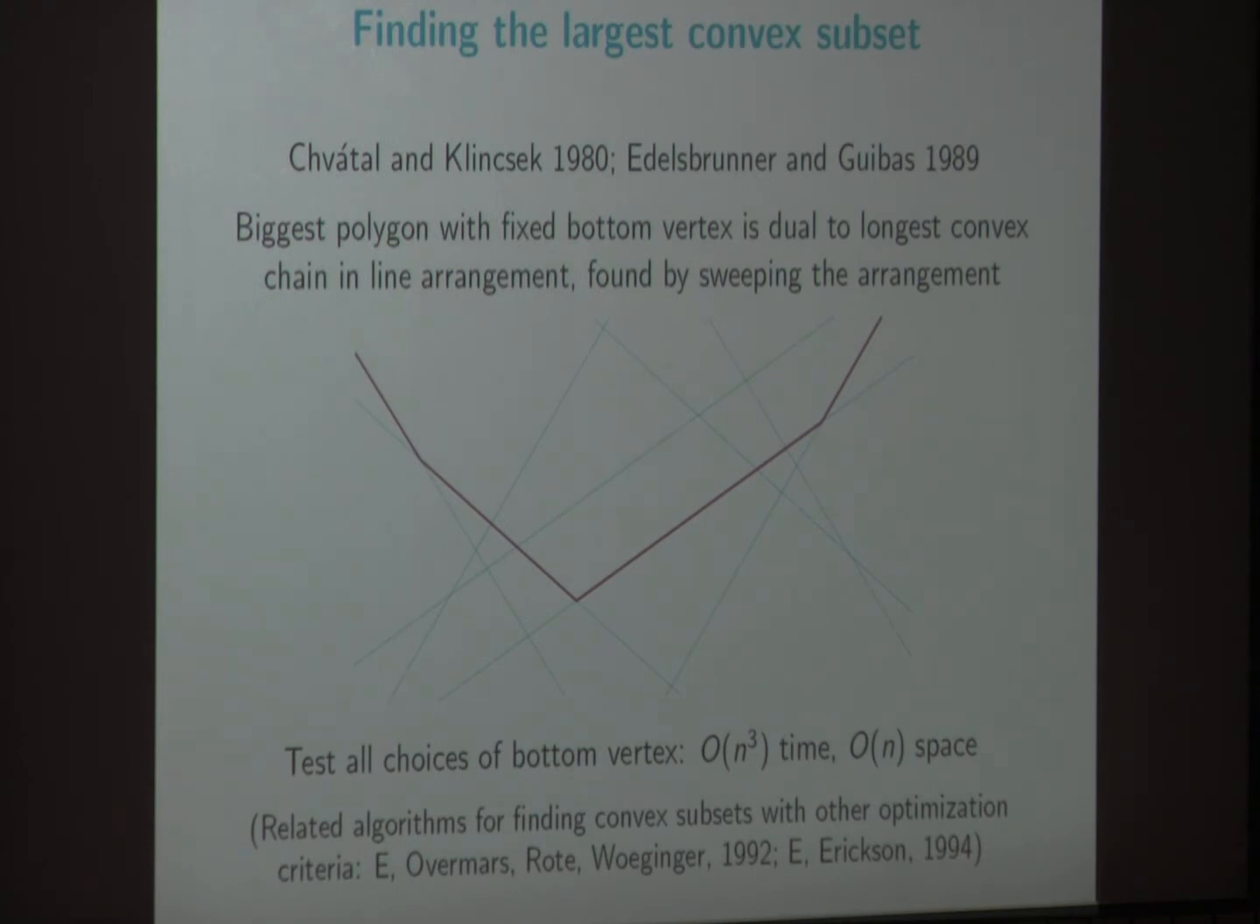If you want to find the largest convex subset of a point set, you can do that by guessing what the bottom vertex of the subset is, the one with the smallest y-coordinate, and then finding the largest convex subset that has that as its bottom vertex.